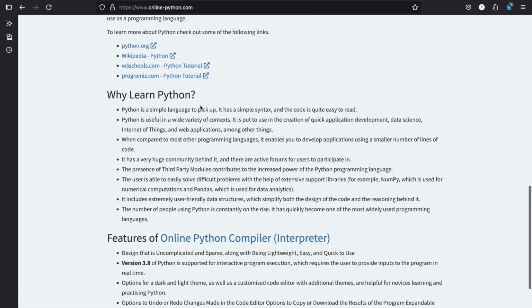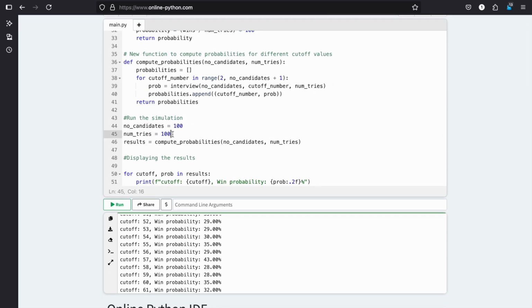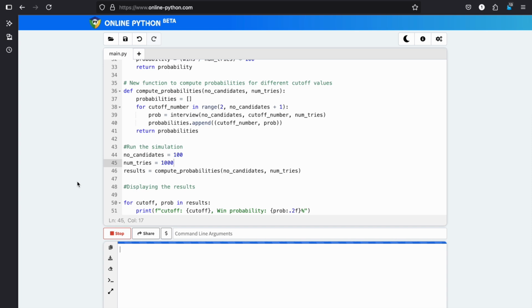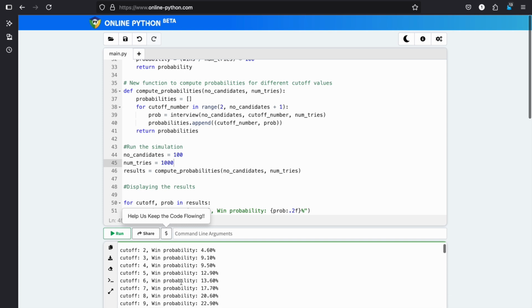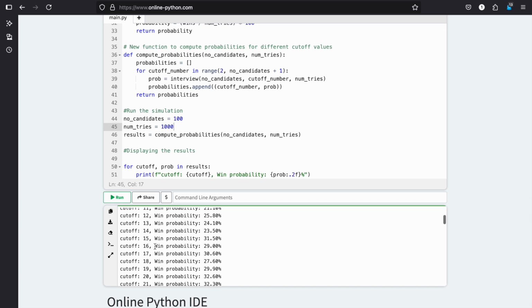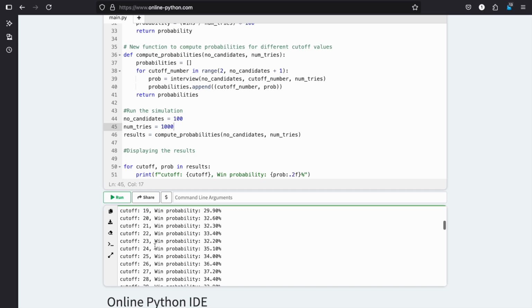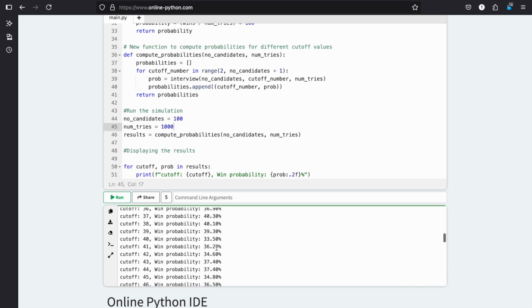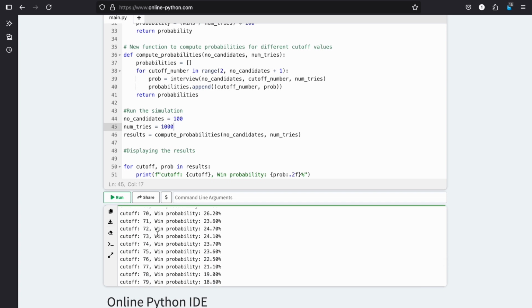This is not very accurate, so what we can do is instead use 1,000 tries with still 100 candidates. This might take a while, so I'll just cut the video now. Right, so we can see now with 1,000 tries, the probabilities behave a bit more. Before 37 we have small probabilities, and it increases up until 37, where we get 40.3, and afterwards it starts to come back down. So indeed the maths does work, and fortunately so.